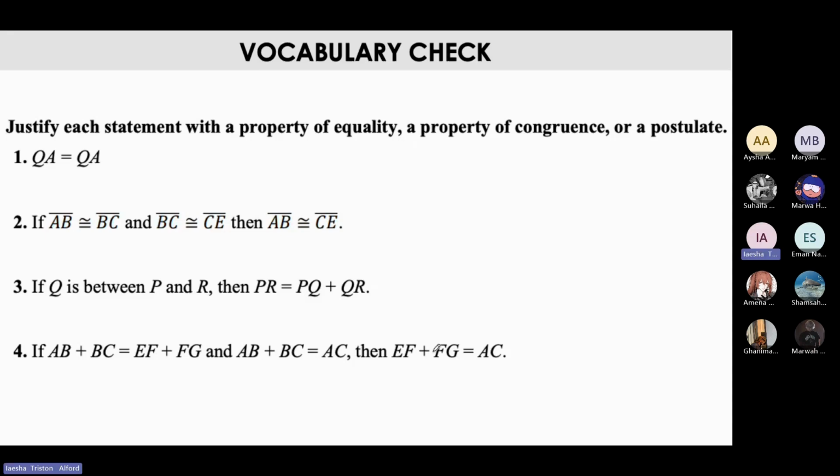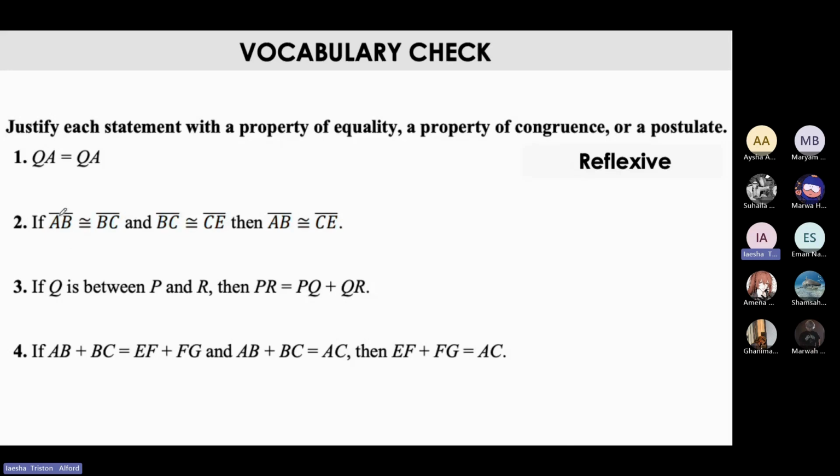Nobody has a guess. I forgot the word for it, but it starts with an R. Yeah, sure does. It's reflexive. Reflexive means what? Equal to itself. So QA is equal to QA. It's the same thing on both sides. If the same thing is on both sides, the vocab word is reflexive.